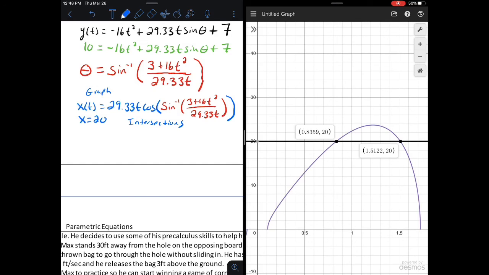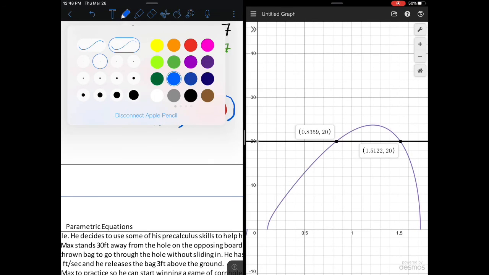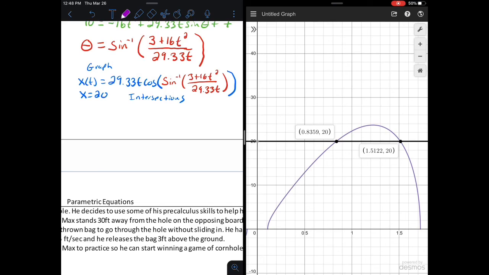So the locations that I have, both of them have y values of 20, but it's the x values of these points that represent my flight times. So I have one flight time of t equals 0.8359, or just say 0.836. And then I have another one that is t equals 1.512. And so I got that right off the intersection of the graph.